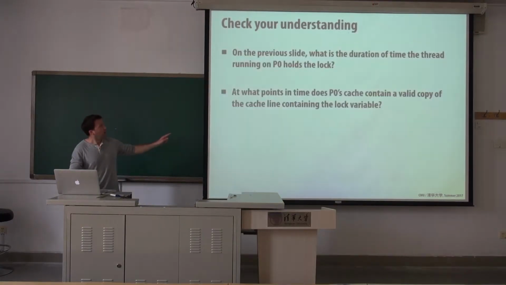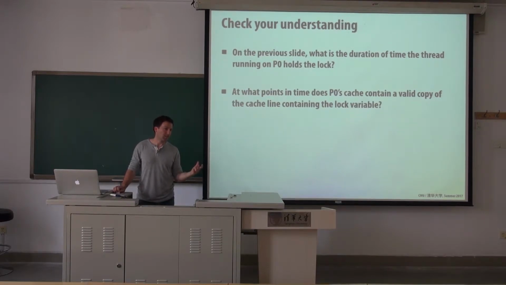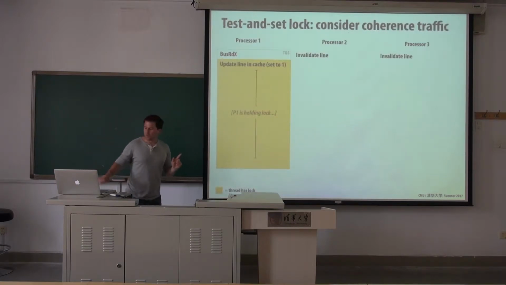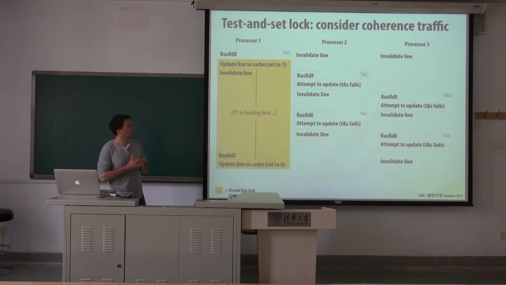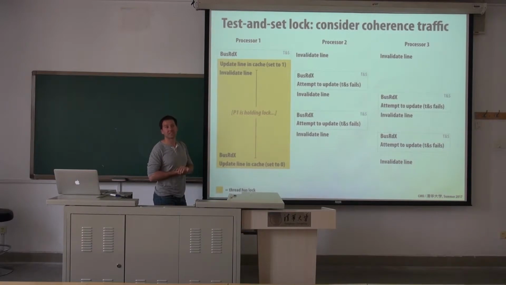So on the previous slide, there are two things. There is what processor has the lock, and what processor has the cache line with the lock. Those are two different things. So in this example, if I do this, when does processor 1 have the lock? It has the lock for the entire time. When does processor 1 actually have the cache line? Only right then, and only right then.